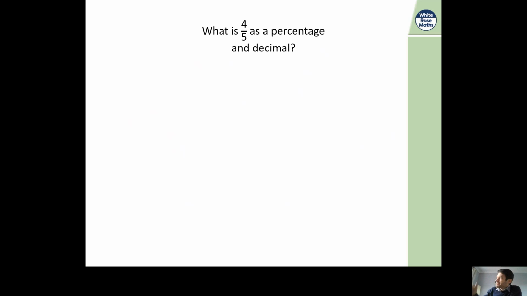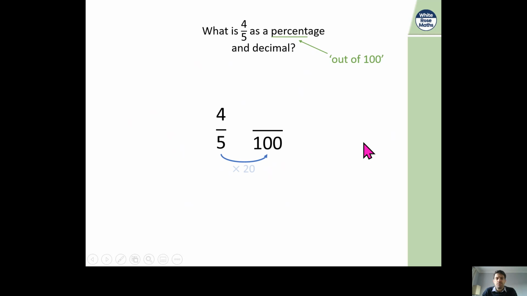Or a nicer way, well, depends on the question, but is to convert it into an equivalent fraction out of 100. So 4/5 converted to an equivalent fraction out of 100. So what do we have to do to the denominator? What do we multiply to get 5 into 100? We've got to times by 20. So we have to times the numerator by 20, gives us 80 out of 100, which means it's 80%.